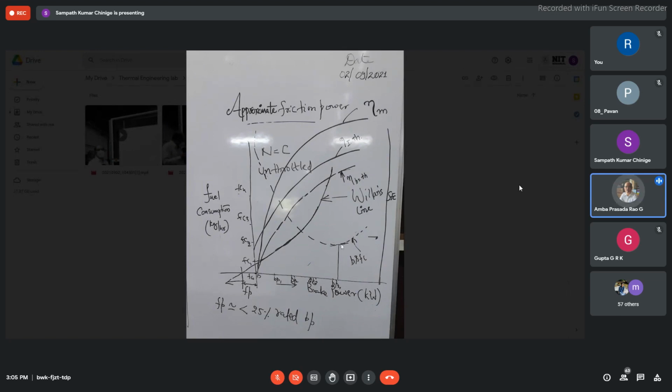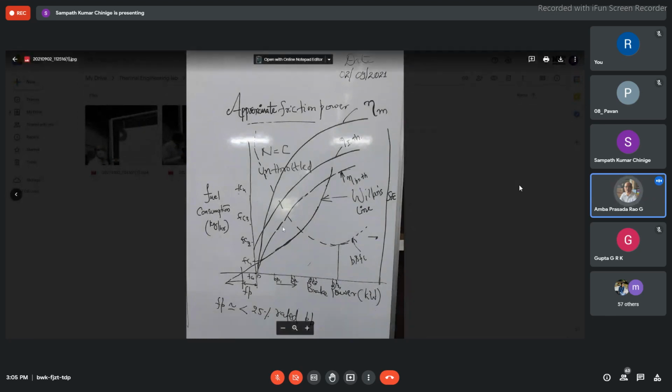And if you go trying to load the engine beyond its rated capacity, of course, engine will develop power, but at the cost of heavy fuel consumption that reflects in the form of thick smoke emanating from the exhaust pipe. Of course, we are not bringing the engine to this state. We are trying to stop at this point. This you have to appreciate, that the brake power is increasing, your fuel consumption is continuously dropping.